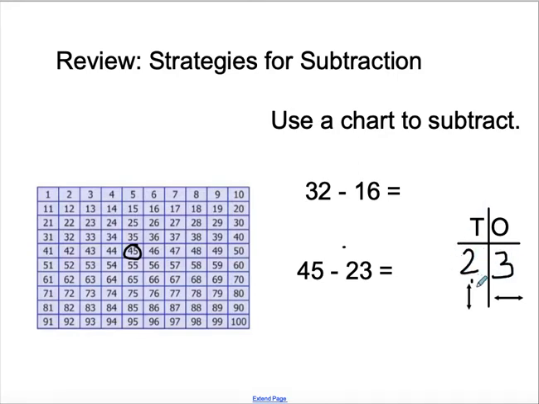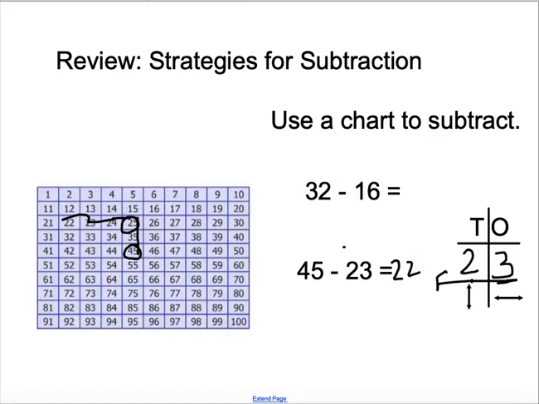So now I'm looking at my tens. It's telling me how many times I'm going to move up. 10, 20. So it was 2 times. So now I'm on 25. Now I'm looking at my ones. And now I have to go back 3 places. 1, 2, 3. So 45 take away 23 equals 22.